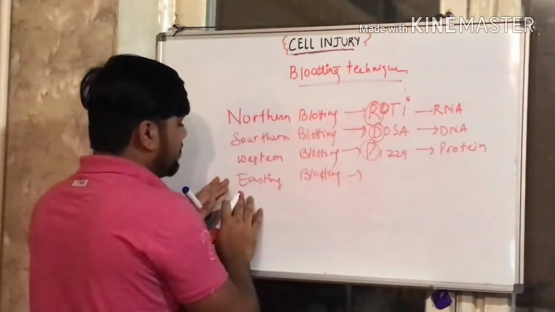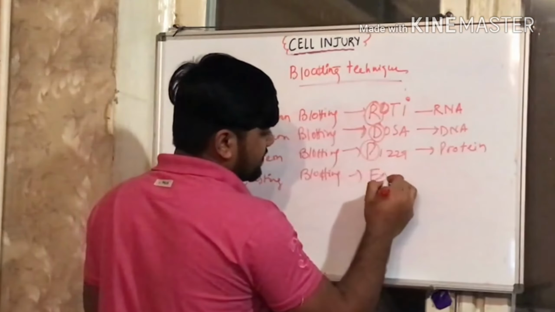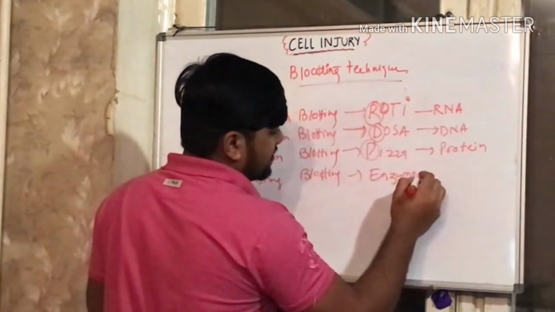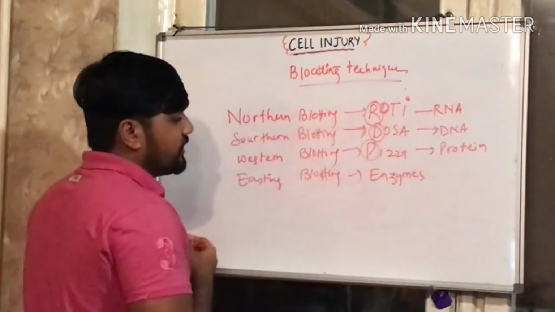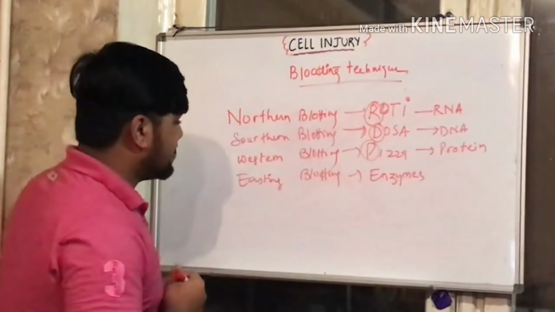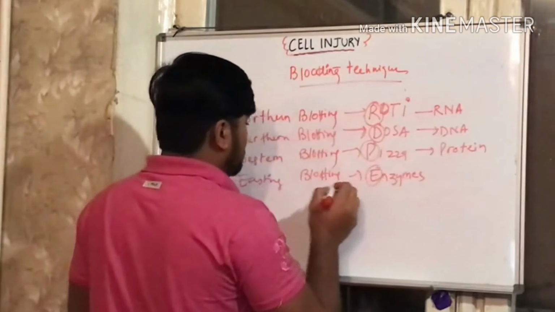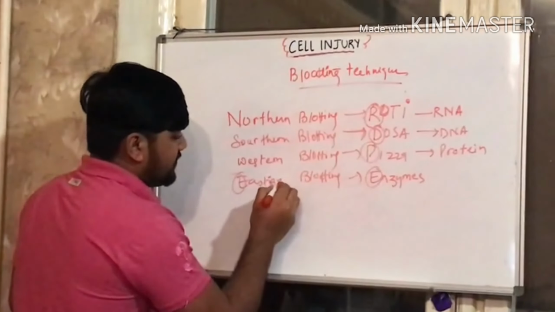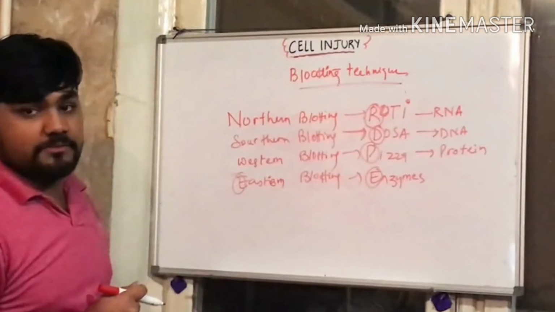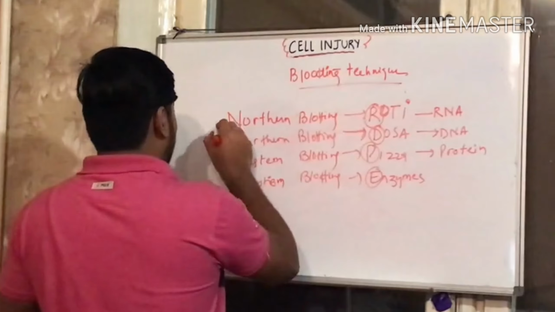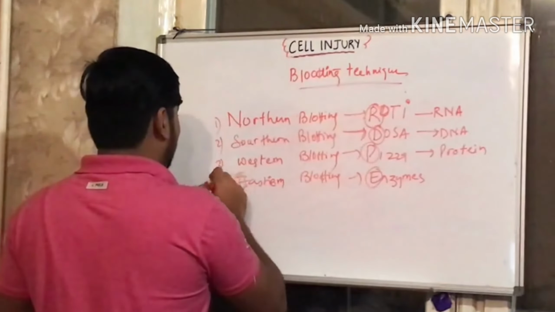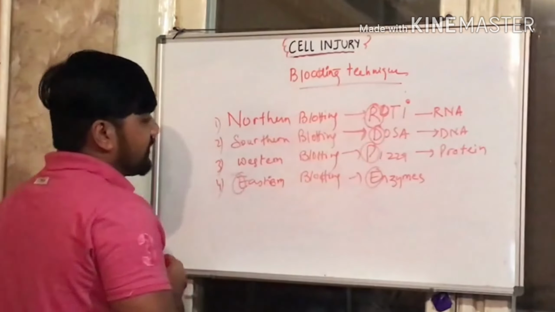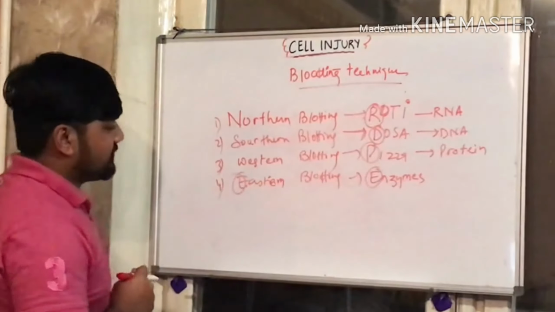Eastern blotting, E for eastern, E for enzymes. So which blotting technique do we use for enzymes? That is eastern blotting. Eastern blotting is used for enzymes. So there are 4 types of blotting: northern blotting, southern blotting, western blotting, eastern blotting.